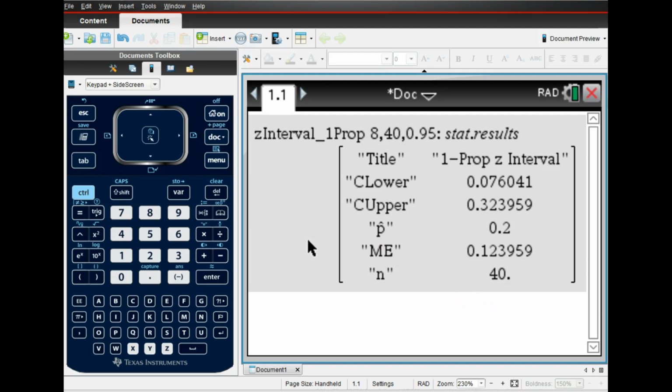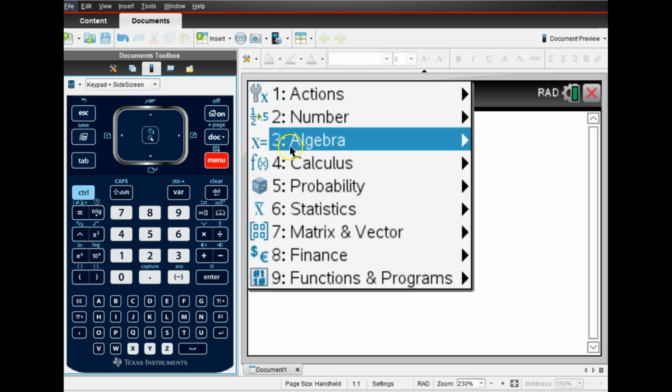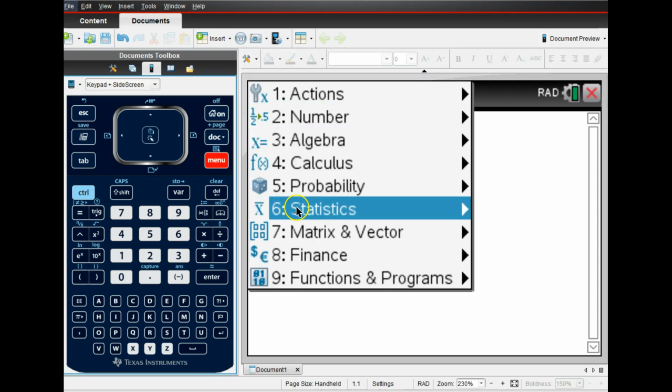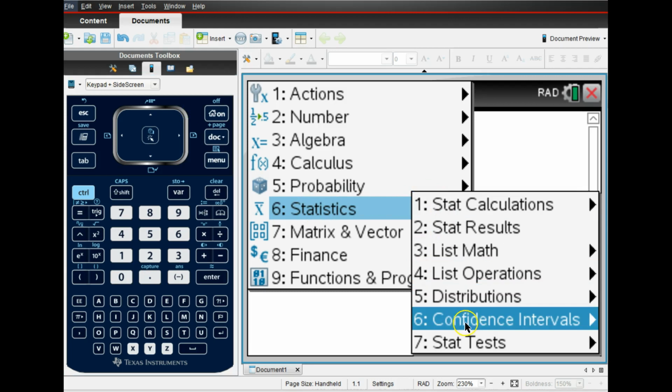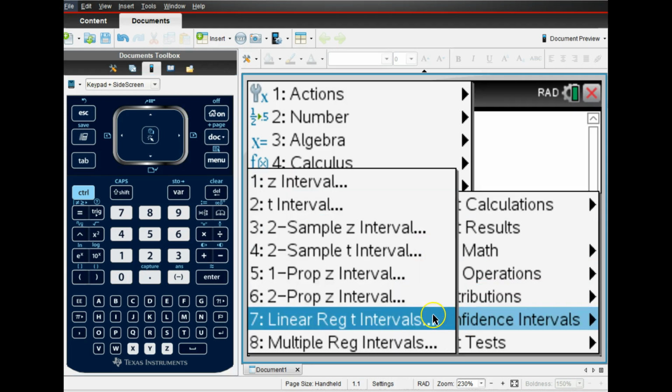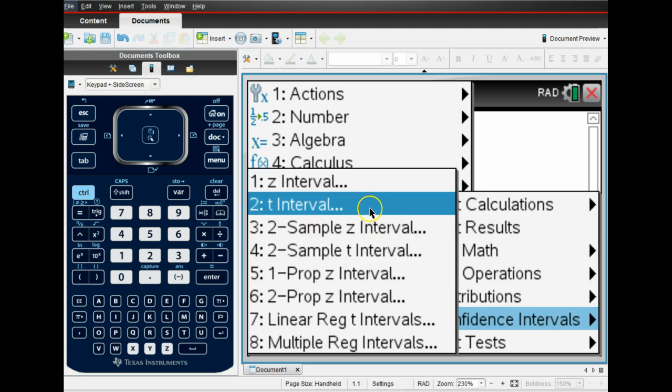All right, let's go ahead and move on to those t intervals. Do the same thing. So we're going to go to statistics. We're going to go to confidence intervals. And this time it's right there. Okay, so the question might become, well, wait a minute, what's that z interval for if we didn't use it for proportions? We'll talk about that in class. I'd rather you guys understand that in class. For right now, to be safe, always just use the t interval. It just makes your life simpler.